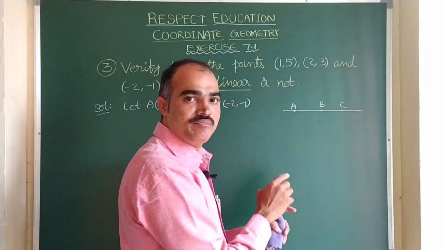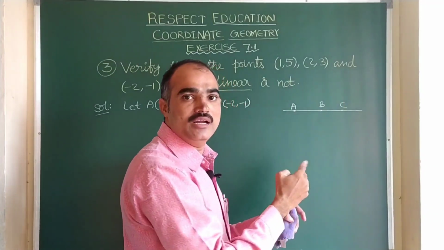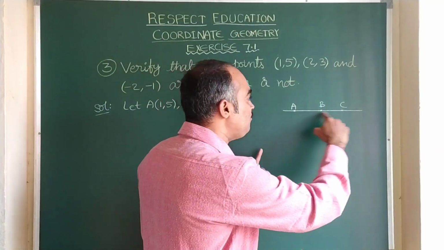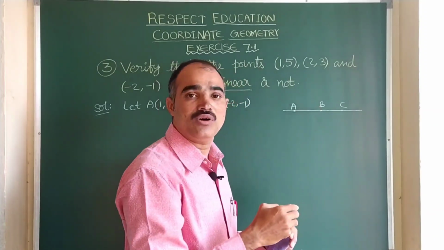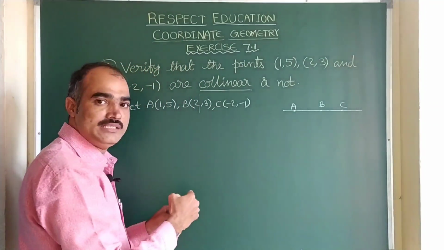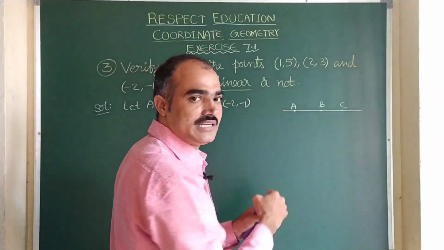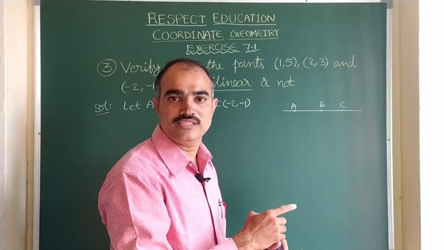First B may come, right? C may come in the middle. This point A may come at the end. But the thing is that they should form a straight line, right? Now how can we check whether they form a straight line or not? If I plot a graph of these 3 points and join them, if we get a straight line, then we can say so. But without plotting a graph, how can we check here?